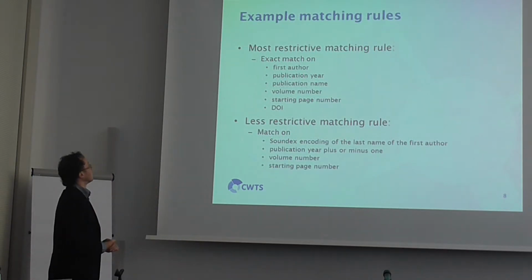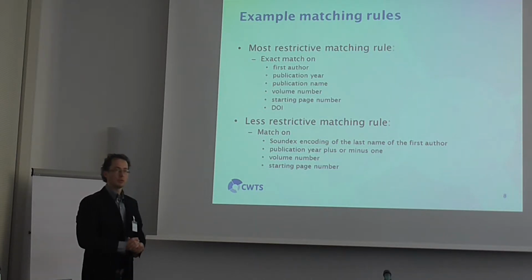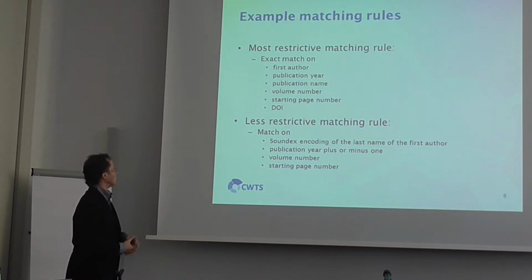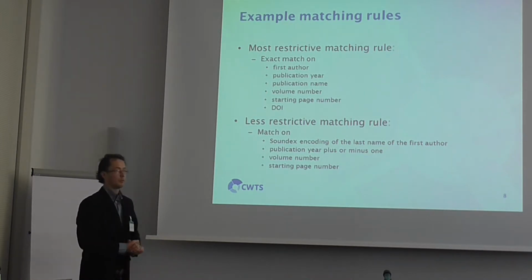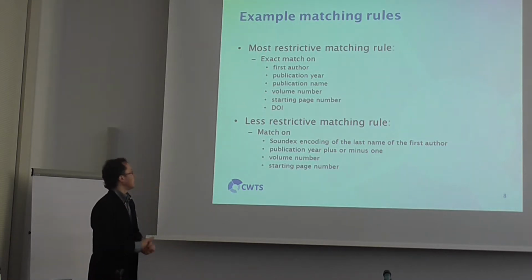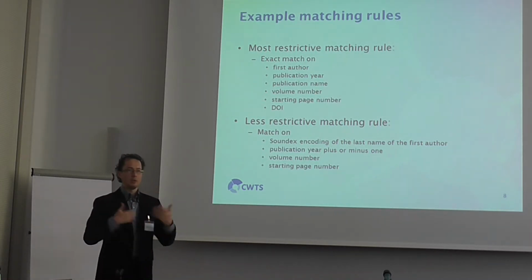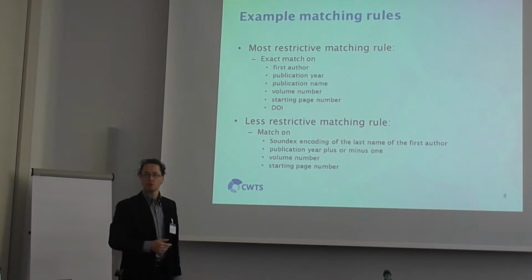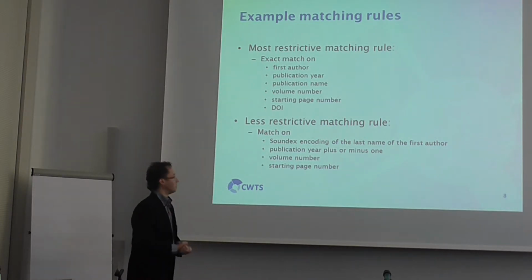So on this slide I've listed two matching rules. So the most restrictive matching rule, so all fields have to match using this rule, and an example of a less restrictive matching rule. So then a match, for example, is made based on the soundex encoding of the last name of the first author, the publication year plus or minus 1, the volume number, and the start page number. So this matching rule allows for small errors in the author name. It allows for a missing source title or errors in the source title, and some small errors in the publication year, for example.